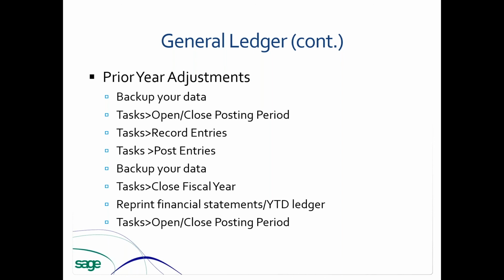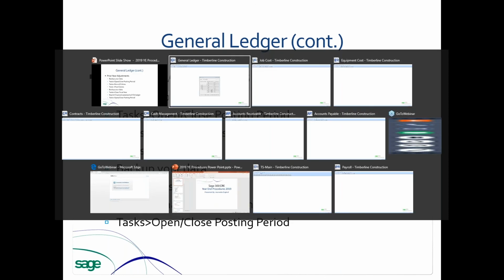And this is the step that most people forget. You need to run close fiscal year again to close those prior year adjustments to retained earnings. And then you can reprint financial statements but using the rollback, and you can reprint your year-to-date ledgers using again a date range. And then lastly, go back in and use open close posting period and close that period. All right, so let's demonstrate that. And I'll show you what happens if you skip a step.